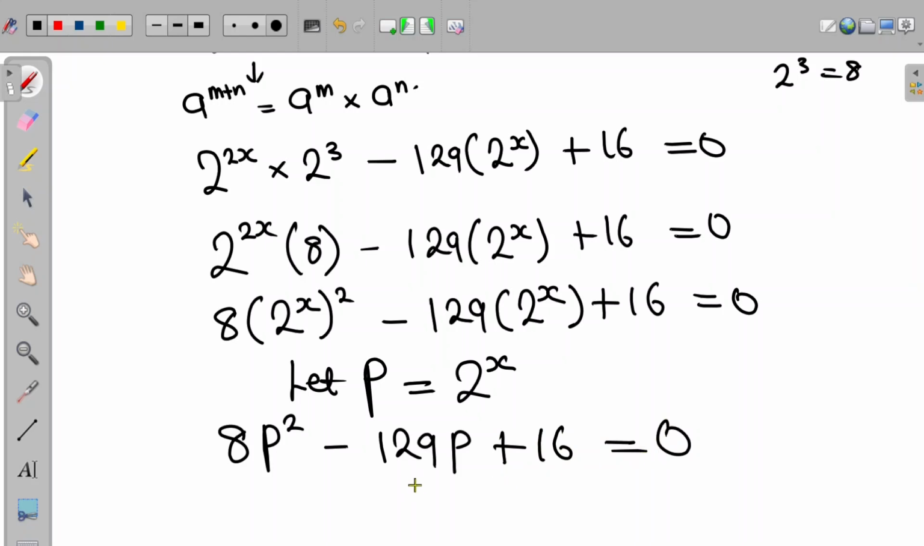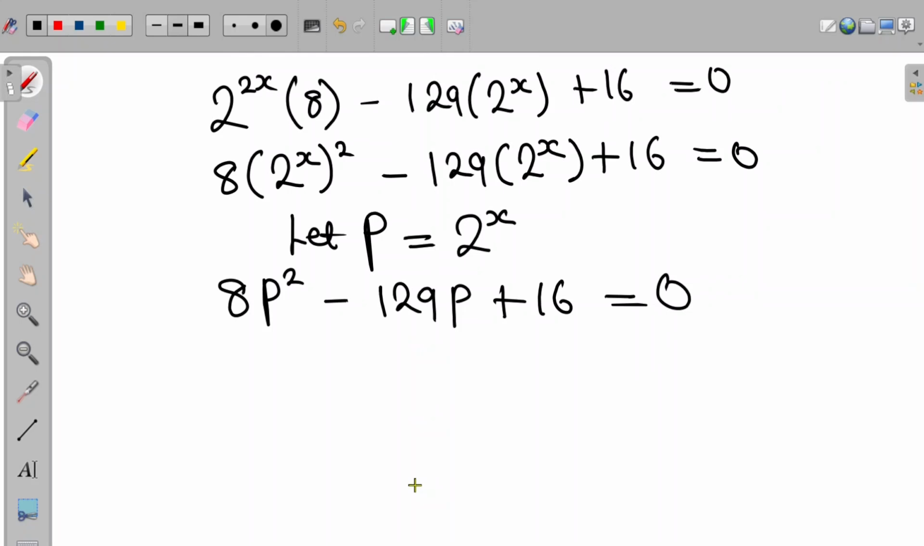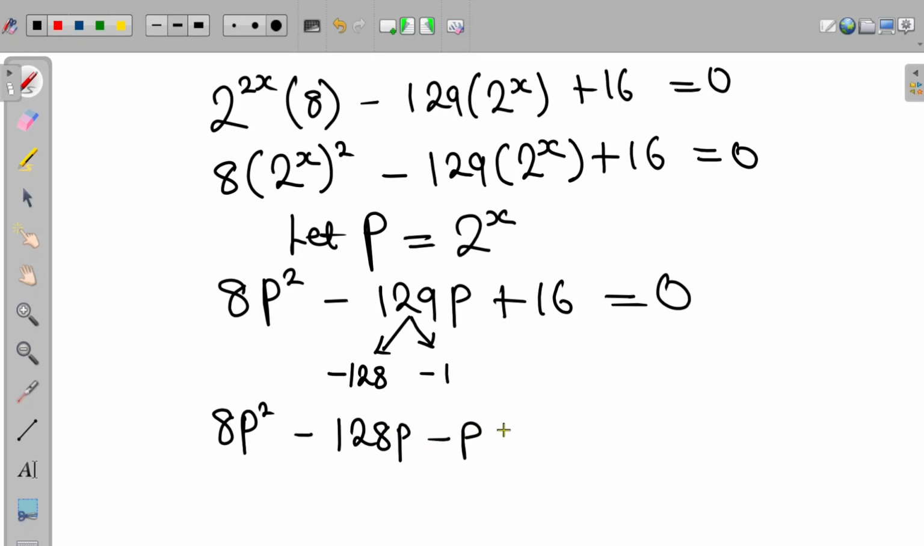Now, if you look at the equation, it is a quadratic equation in terms of p. Now, we can solve this equation using the factorization method. So we look for two numbers whose sum is equal to negative 129 and whose product is equal to positive 128. So the two integers are minus 128 and minus 1. Thus, the equation becomes 8p squared minus 128p minus p plus 16 equal to 0.